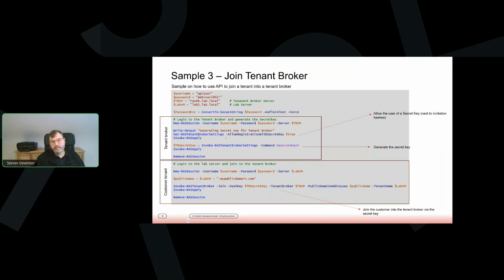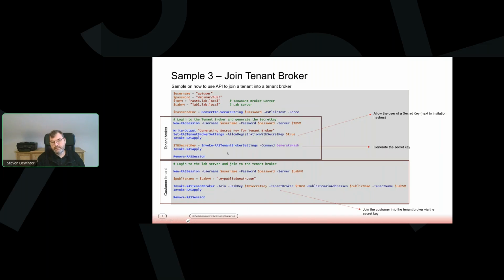So that's the command, and the setting we want to change is allow registration with secret key to true. So that's the first step. We have to allow that a secret key can be used. Of course, then we don't have the secret key yet. So this is something that you also need to know: how can you create such a secret key?